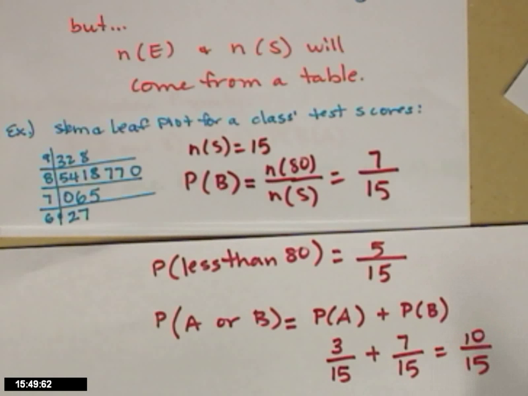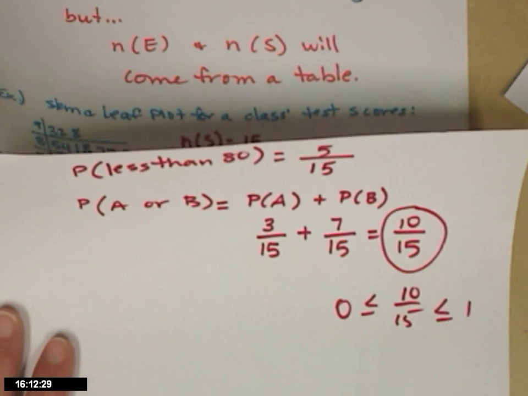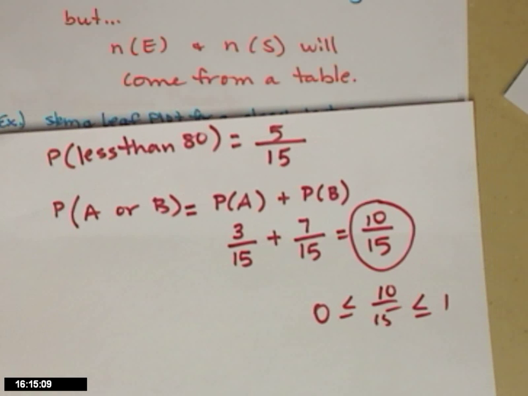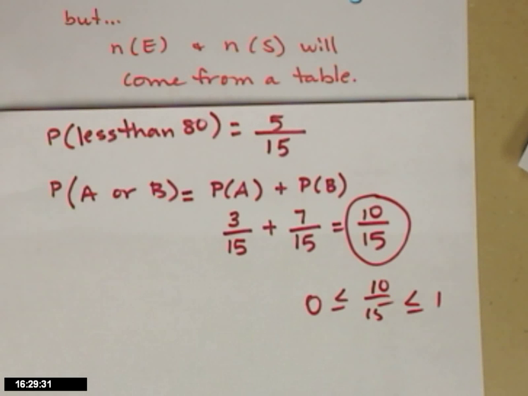A couple of things to note. Back in the less-than-80 problem and now in this A or B, we're doing quite a few calculations before we get to our final answer. But note, our final answer right here is still a number between 0 and 1. If somehow you come up with a probability that is 1.5, it's like, oh, but I did all my calculations and I have 1.5. You should have some big old red flag going off in your brain saying, oh, wait a second, probabilities have to be between 0 and 1. I must have done something incorrectly. Let's go find that.